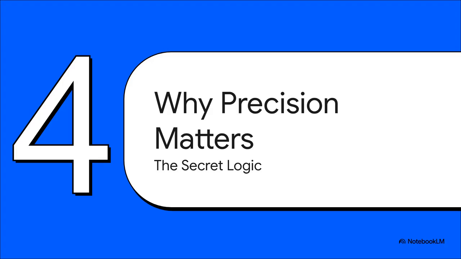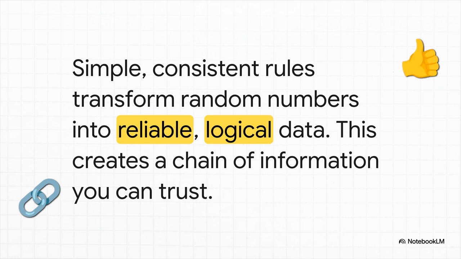And this whole thing just perfectly shows a much bigger idea. Why does all this precision, this seeming obsession with the rules, why does it matter so much for a task that seems so simple? Because it's these simple, totally consistent rules that turn what could just be a random jumble of numbers into actual, reliable, logical data. This protocol makes sure that every single day is logically connected to the day before it. It creates a chain of trust. It's literally the difference between hearing static and hearing a clear signal.